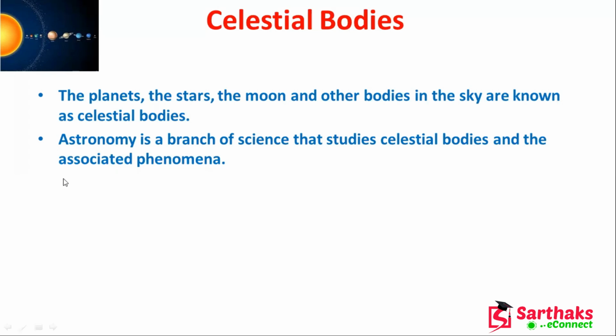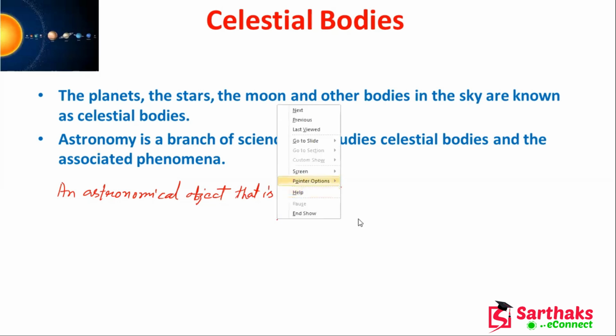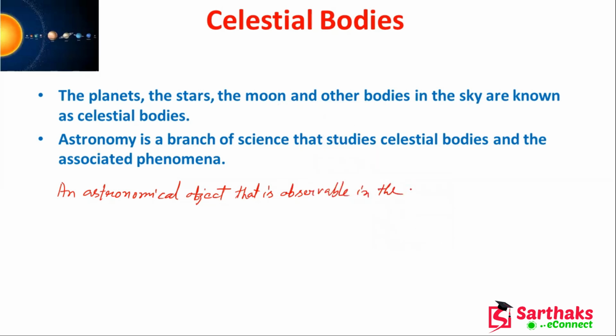Here, let me take the pointer first. So this is an astronomical object, and these are the astronomical objects that are observable in the universe. That is observable in the universe.